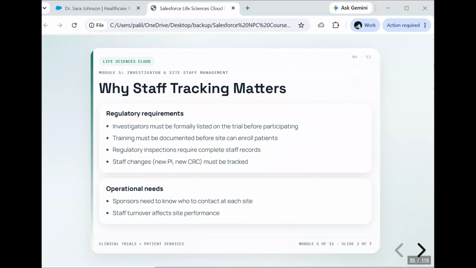You might wonder why a CRM needs to track every person at every site. The answer is regulation. Clinical trials are some of the most regulated activities in any industry. Regulatory authorities require that investigators be formally listed before they see patients. Training must be documented. If there is a change, a new PI takes over, a CRC leaves and is replaced, that must be tracked with dates. During a regulatory inspection, auditors will ask to see documentation of who was involved in the trial and when. Having all of this in Salesforce creates the audit trail that supports compliance.